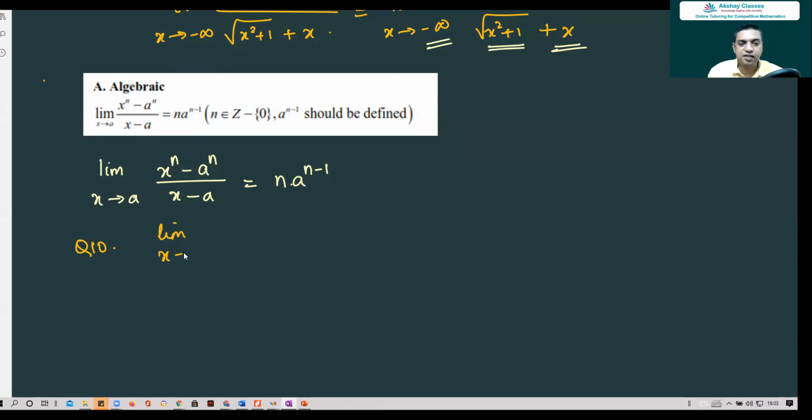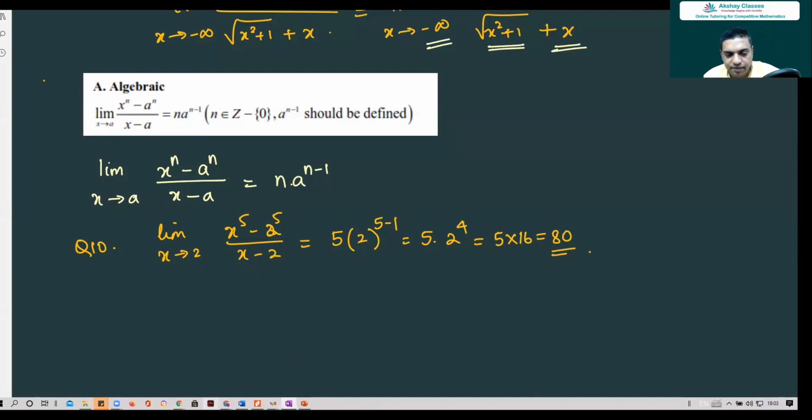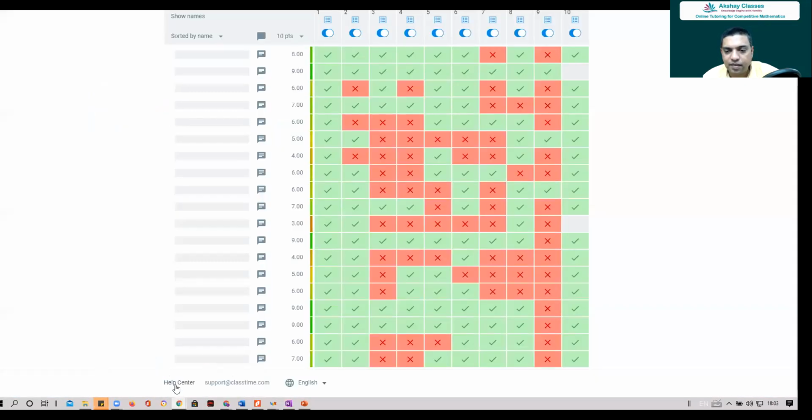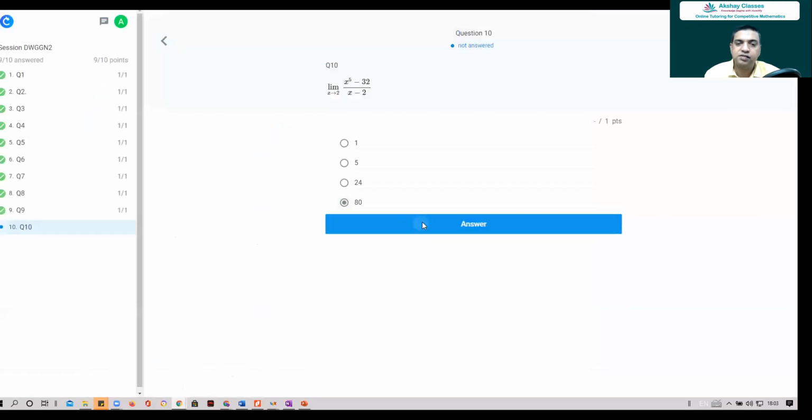Limit x tending to 2, x power 5 minus 32, which is 2 power 5, upon x minus 2 is nothing but n times 2 power 5 minus 1. So 5 into 2 power 4, so 5 into 16, which is equal to 80. So the answer is 80.